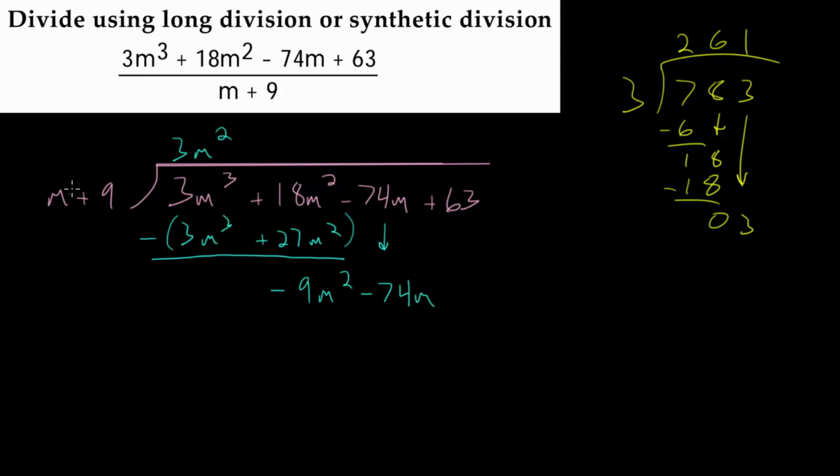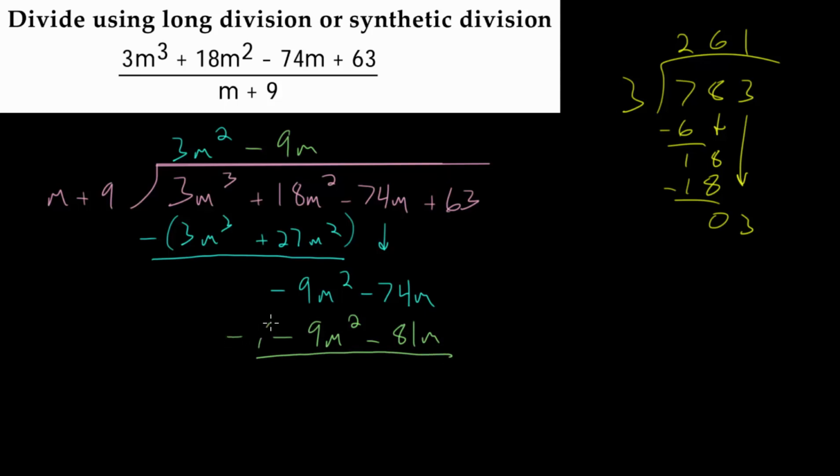So from here we ask, what do we multiply m by to get minus 9m squared? We can multiply by minus 9m, and when we do that, we get minus 9m squared, and 9 times negative 9m would give us minus 81m.